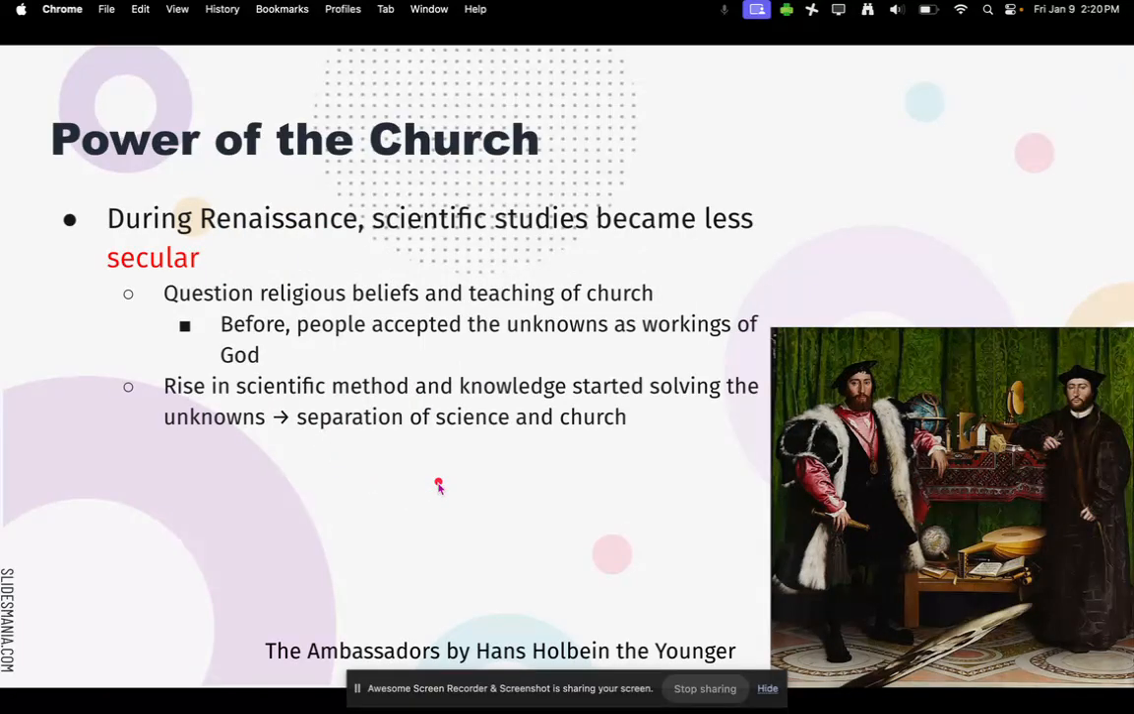So during the Renaissance, scientific studies became less secular. These scientists ended up questioning religious beliefs and teachings of the church. During the Middle Ages, people just accepted the unknowns as working of gods. They didn't really ever question the church and what it was saying. But these scientists had a rise in scientific method, and knowledge started solving the unknowns. So there was then the separation of science and church.